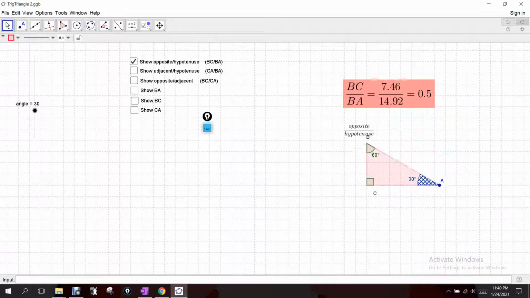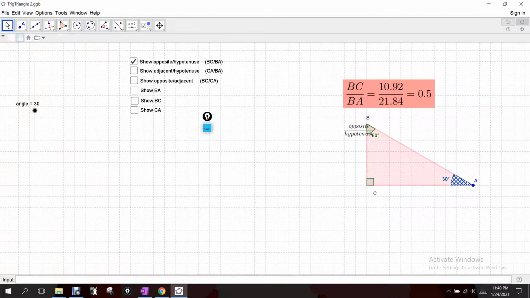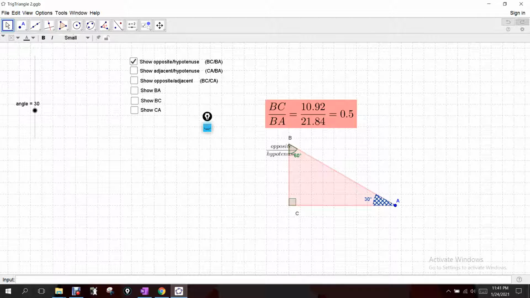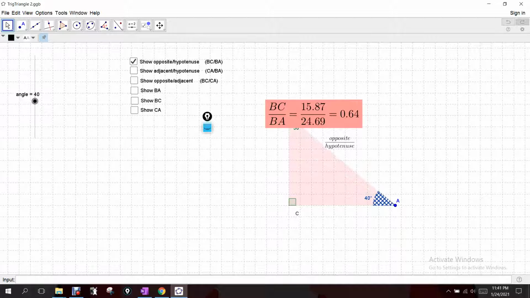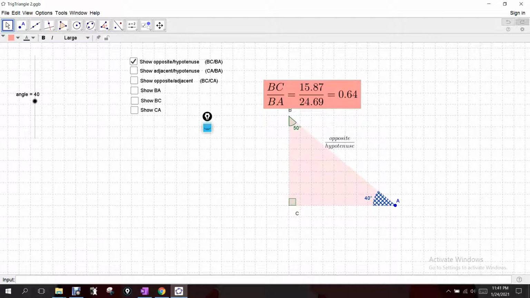Okay, but because of angle similarity, the opposite side divided by hypotenuse of a 30-degree angle is always this side, whatever its length is, divided by that side, will always be 0.5. And for similar reasons, then, when we get to like a 30 or 40-degree angle, the relationship will always be the opposite side divided by the hypotenuse will always be 0.64. Okay, we can go back and make this a little bit simpler, at least for a 30-degree angle.